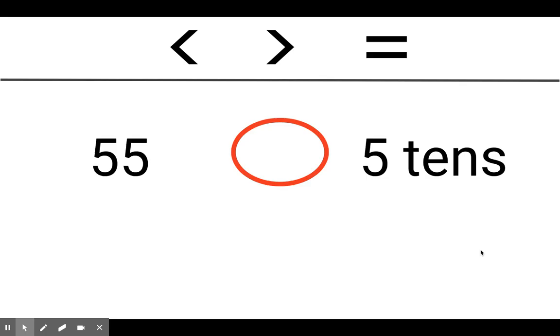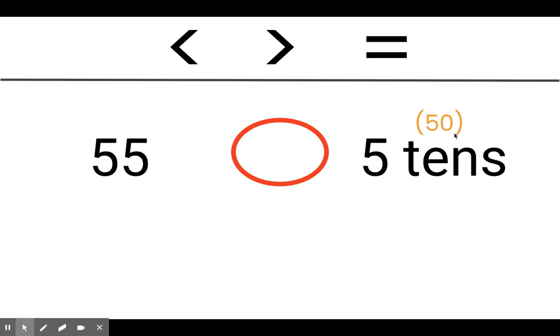So let's go back to this problem. We have 55 and 5 tens. Do you remember the value of 5 tens? If you don't, count by tens 5 times. Did you get 50? You should have. 5 tens is the same as 50 in standard form. Now that we have both of these numbers written in standard form, it will be a little easier for us to answer.